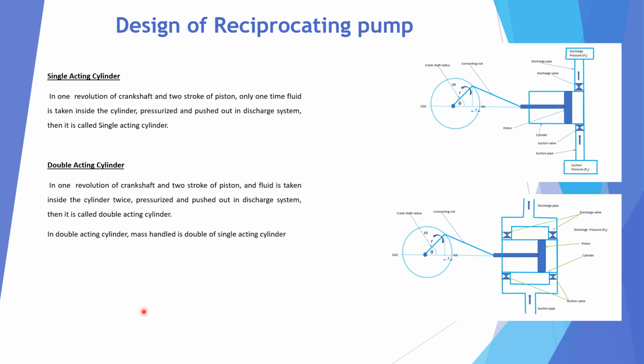Before that, let's understand what is a single acting cylinder and double acting cylinder. In single acting cylinder, we have one suction valve installed at inlet and one discharge valve installed at outlet. In double acting, two suction valves are installed at inlet and two discharge valves installed at outlet. In double acting cylinder, the mass handled by this arrangement is double that of single acting cylinder.